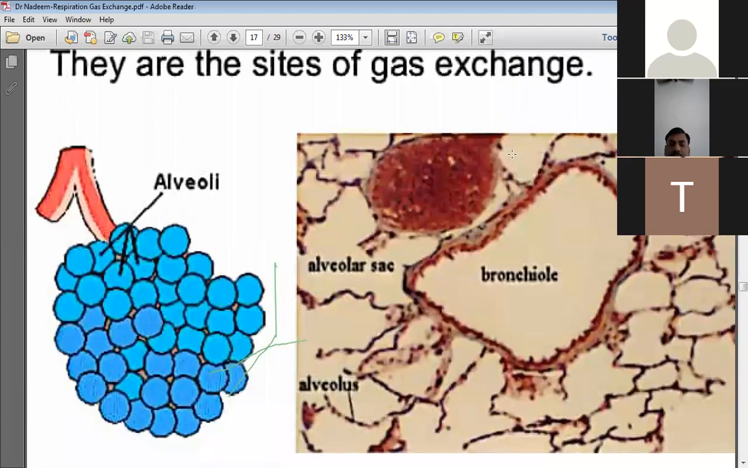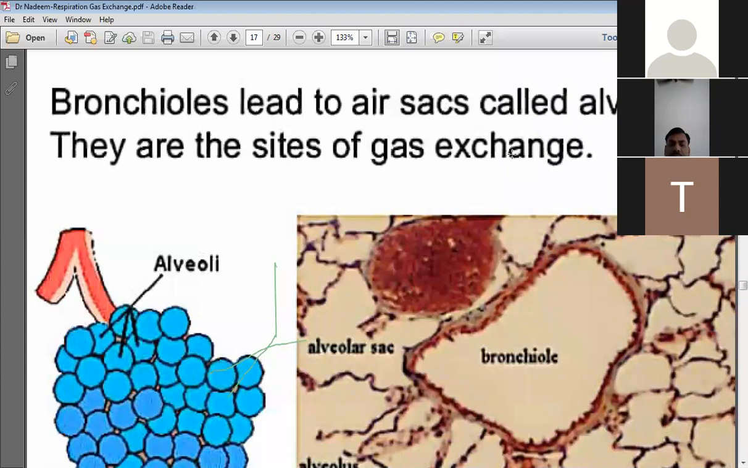Why are these alveoli the gaseous exchange site? What are the main properties? The main property is that it is very thin. What does thin mean? It means that the O2 can be easily transferred to the blood capillaries through the membrane.